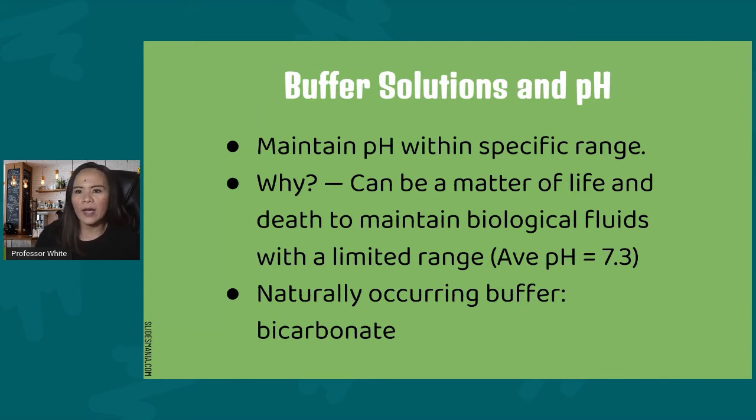In our lab activity, you will get the opportunity to explore how to maintain the pH of a solution within a specific range. It can be a matter of life and death when we are trying to maintain biological fluids in the body within a limited pH range. For example, if the pH of your blood were to deviate from its average pH, which is 7.3, the cell structure could actually get affected by this change in pH, and it can be life-threatening.